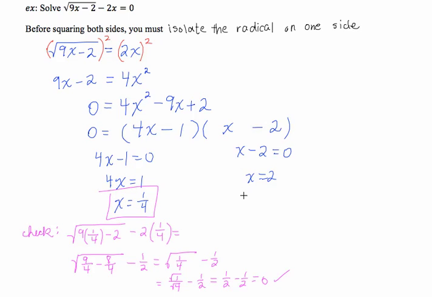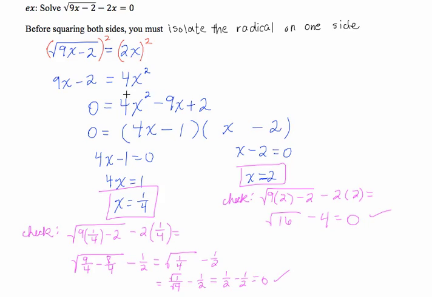Let's box it in. Now let's check x equals 2. That's supposed to be an equal sign there. It's not a negative or anything. Checking that, we have the square root of 9 times 2 minus 2, minus 2 times 2. 9 times 2 is 18, minus 2 is 16, so that gives us square root of 16, minus 4. Square root of 16 is 4, so yes, that is also 0. Both are, in fact, solutions.